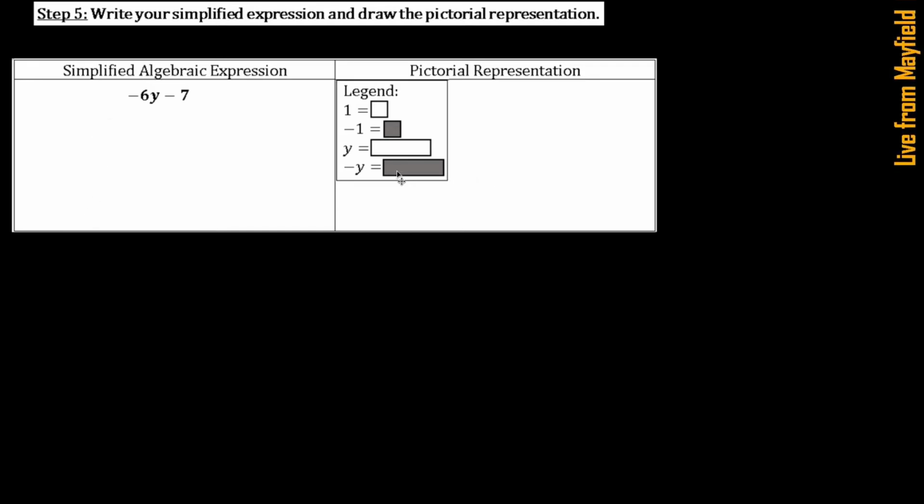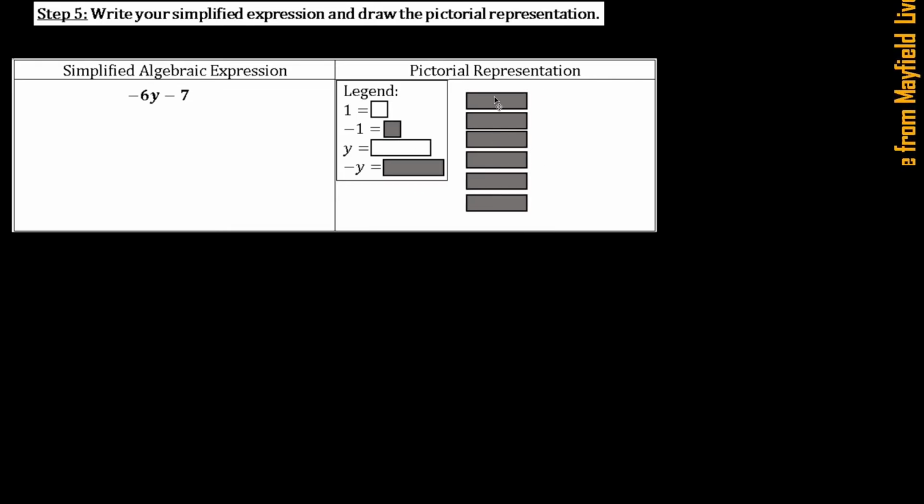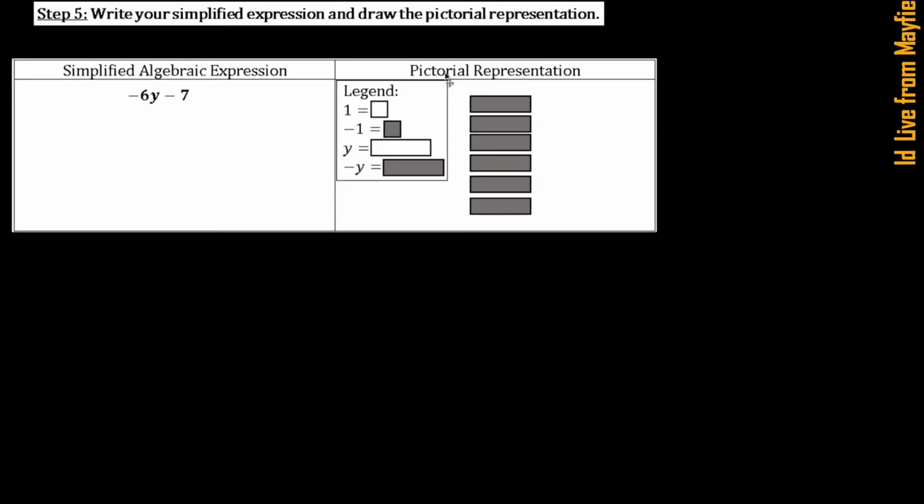Well, we just have 6 of these filled in bars. So we're going to have 1, 2, 3, 4, 5, 6. So that's going to be our picture. Again, when it says pictorial representation, it's just saying a visual, a picture, very simple. And so now how do we represent 7 negatives? Well, since it's 7 negative 1s, we just have exactly like I just said. We have 1, 2, 3, 4, 5, 6, 7.